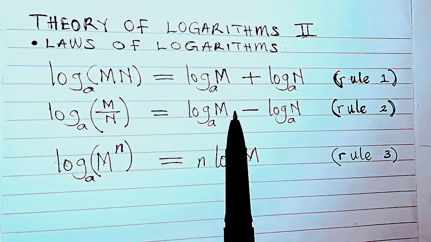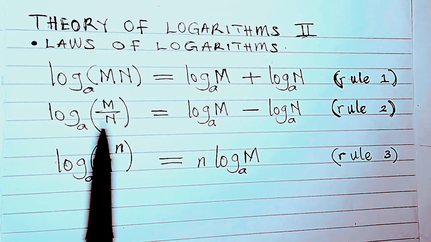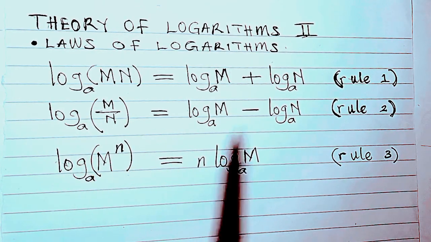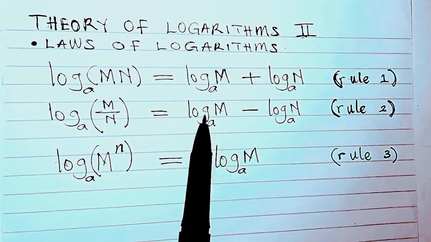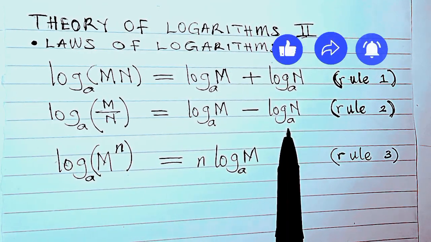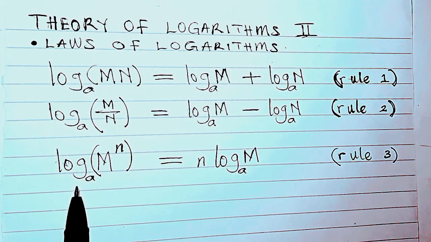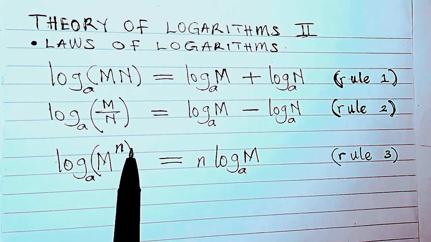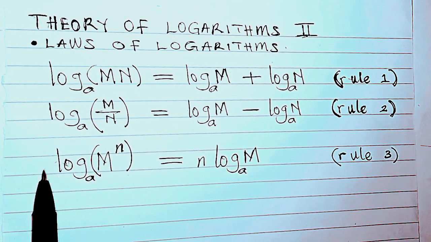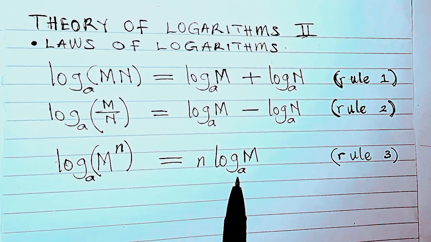That's rule 1. The second law is, if it is division, log m divided by n to a common base of a, then it's being collapsed to a negative. That's log m base a minus log n base a. And the third law is, if log m raised to the power of n base a, the power is used as the coefficient of the log itself. That's n log m base a.